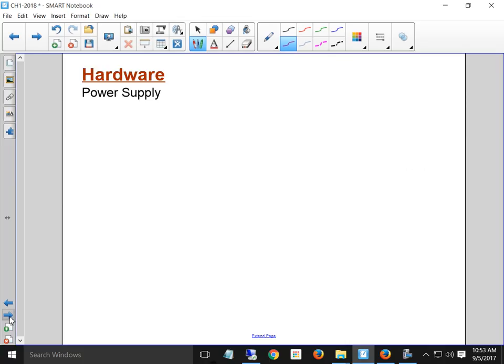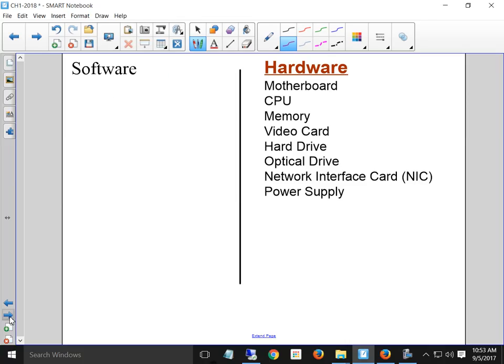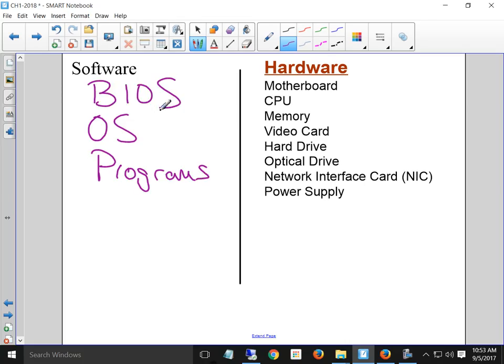We know these are our hardware components that we just talked about. Our software we talked about as well, that we've got an operating system and we've got programs. We did not talk about the very first piece of software your computer boots to. That's what today we're going to talk about, the whole boot process, and that's called BIOS. BIOS runs first, then the operating system.